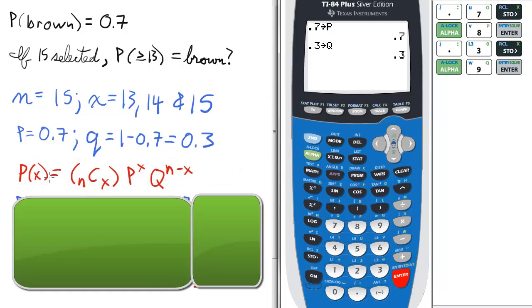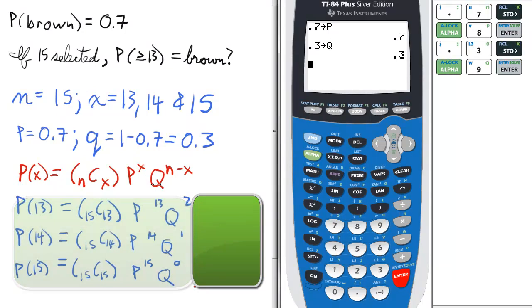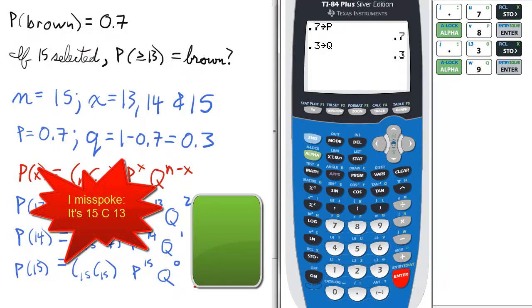So the binomial distribution formula, P of X is nCx, which is a combination of n things taken x at a time, p to the x, q to the n minus x. Plugging in the numbers for the probability of 13, we have 15C13, p to the 13, q squared.